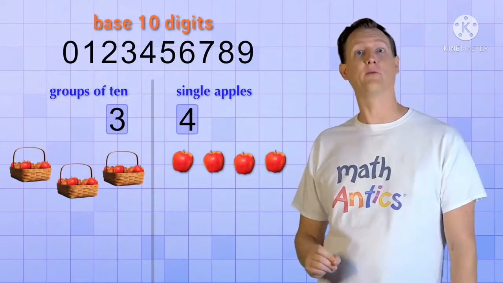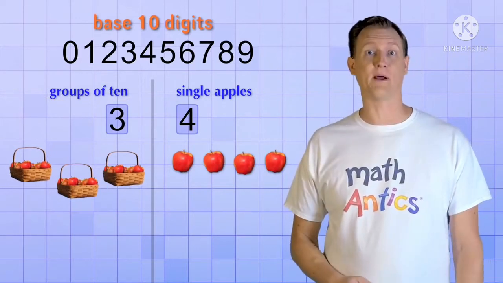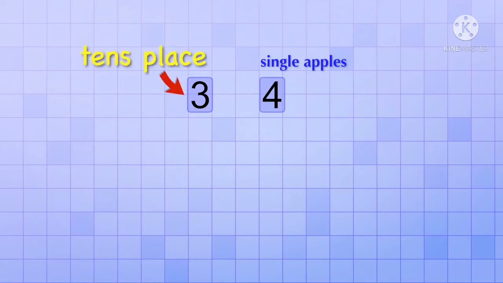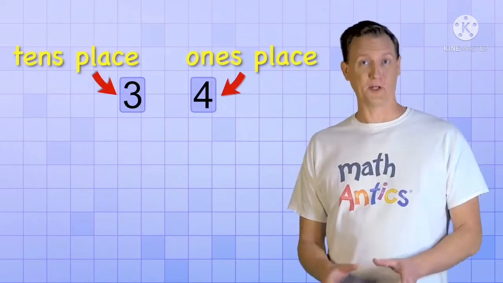But this time, they're able to count or represent bigger amounts. Since this new number place is for counting groups of 10, we're going to name it the tens place. And we'll name our original number place the ones place, because we used it to count things one at a time.